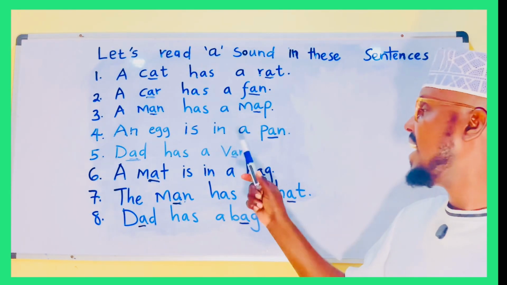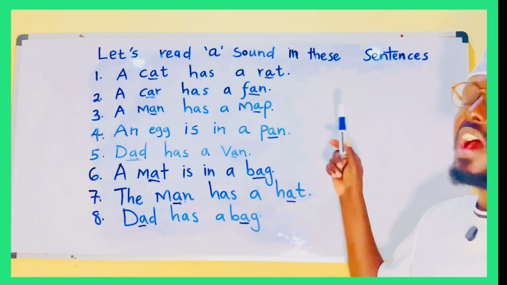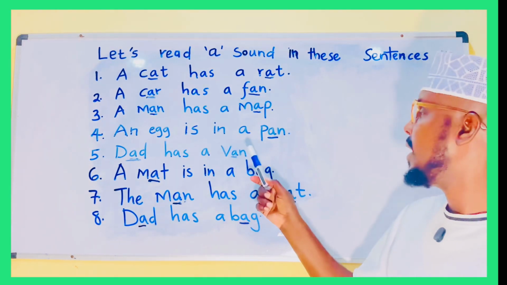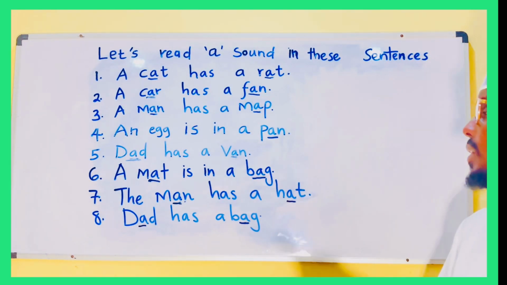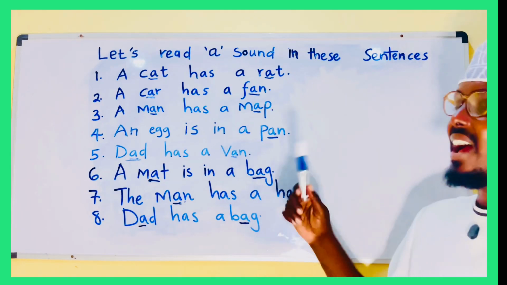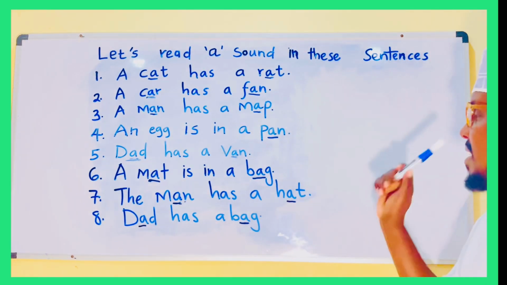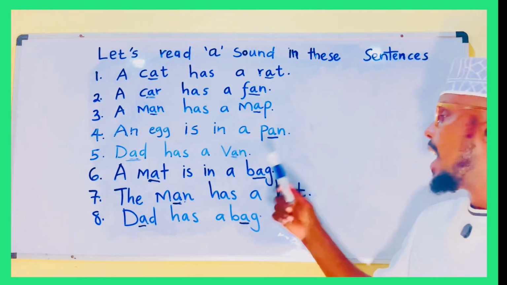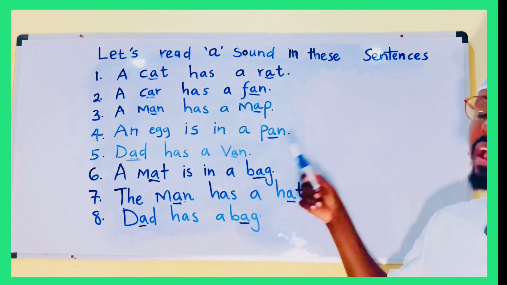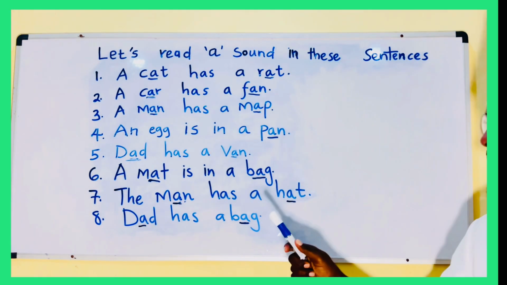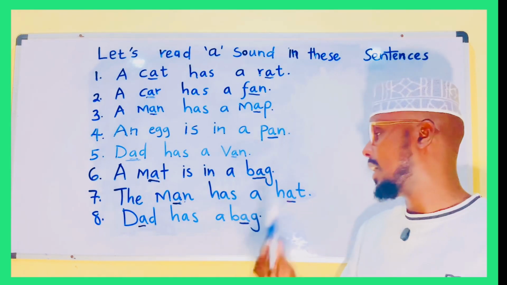4. An egg is in a pan. 5. Dad has a van. 6. A mat is in a bag.